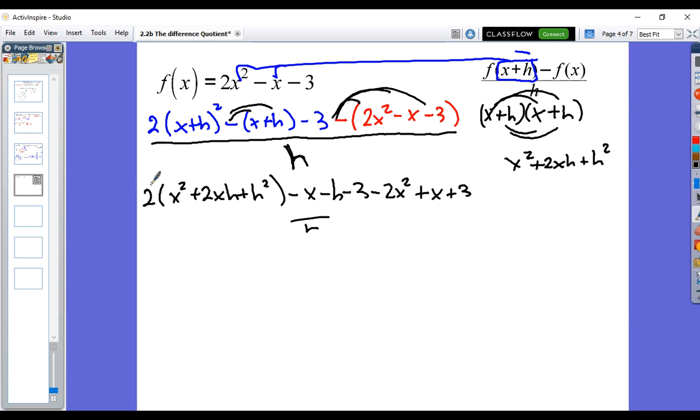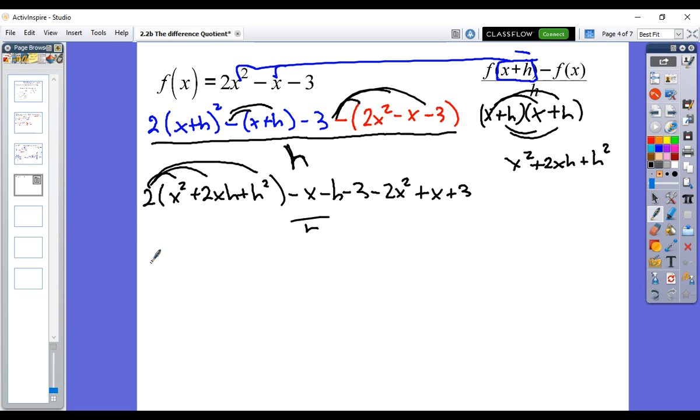So one more distribution we've got to do. We've got to distribute this right here, and then we're going to combine like terms. So once we do that, we're left with 2x squared plus 4xh plus 2h squared. And it's minus x minus h minus 3 minus 2x squared plus x plus 3 all over h. All over h.